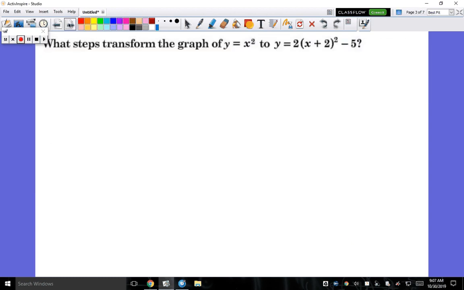Okay. Alright, so what steps transform? So this one's different. And you can look at this very similar to an absolute value function. It's really, really good practice for the test as well, okay? So Sarah, we are starting off here, and we're going to go all the way here.